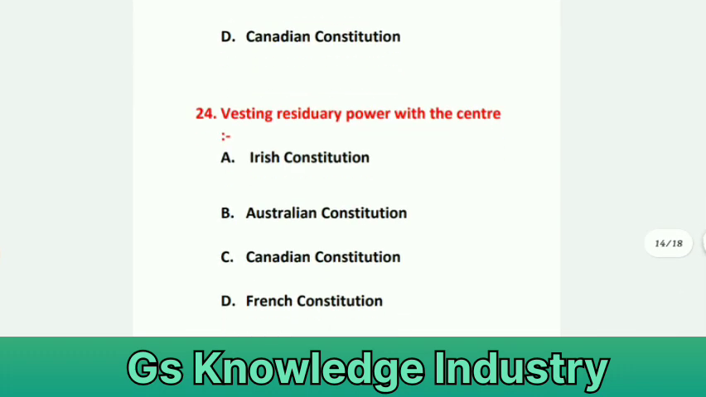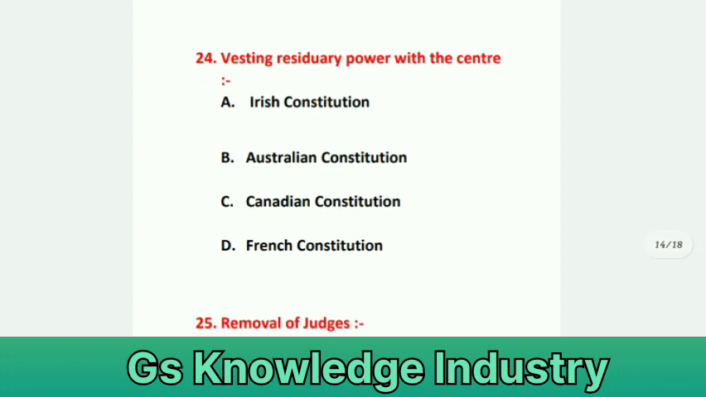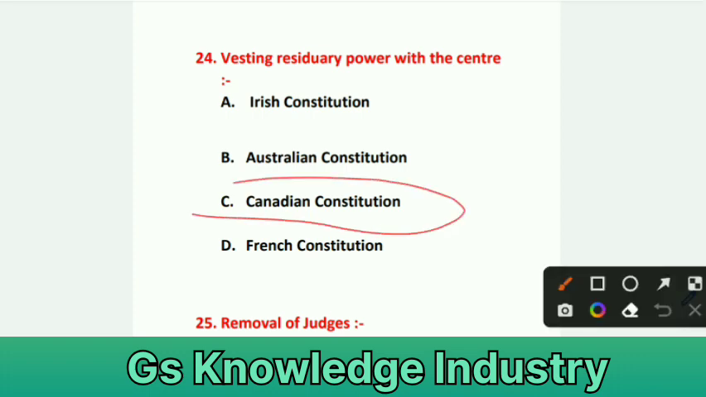Vesting residuary power with the center. Option A. Irish Constitution. Option B. Australian Constitution. Option C. Canadian Constitution. Option D. French Constitution. This system has been came from which constitution? The correct answer is option C. Canadian Constitution. Vesting residuary power with the center has been came from Canadian Constitution.